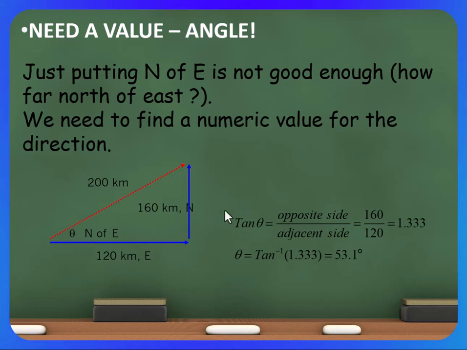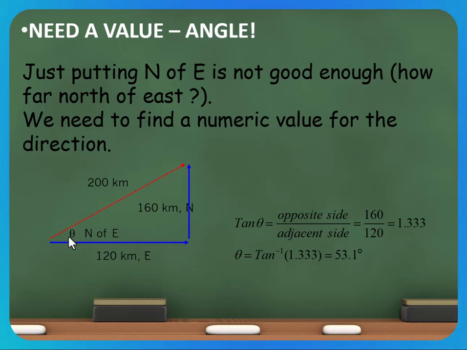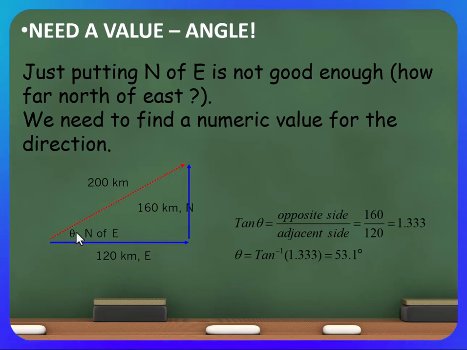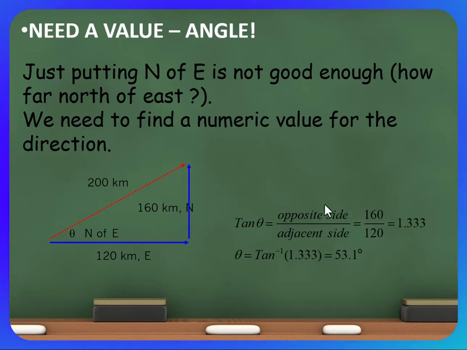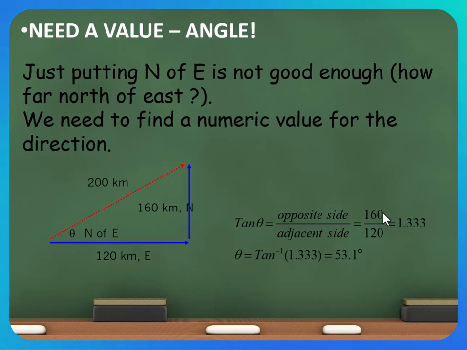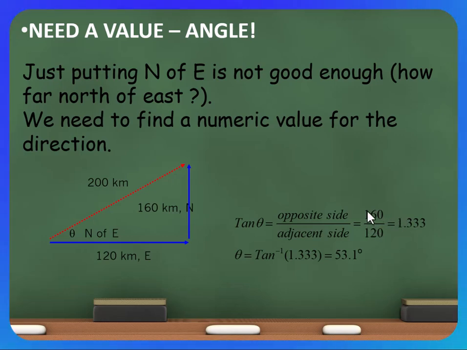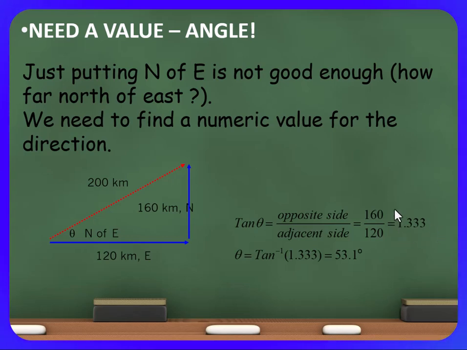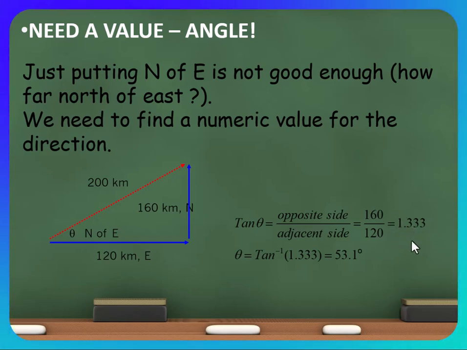So I'm going to choose tangent. Tangent is TOA, opposite over adjacent. So from the orientation of theta, the opposite side is 160. So let's put 160 here. And the adjacent side is 120. So we'll put 120 here. So the tangent is 160 divided by 120. And if you put that in the calculator, I would probably use 16 over 12 or reduce this fraction. If you put it in the calculator, you have 1.33. So you have an approximation.